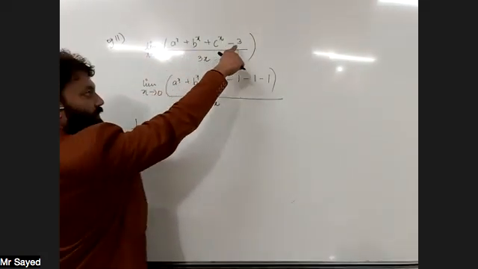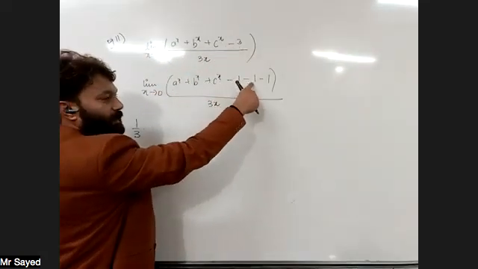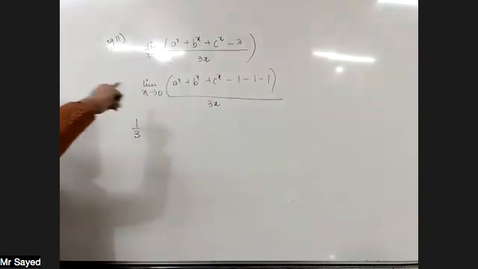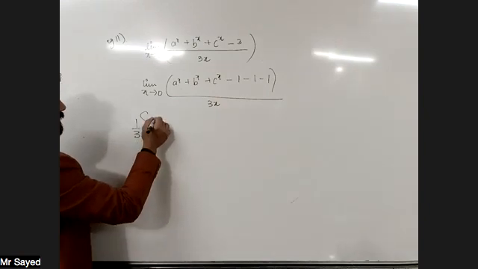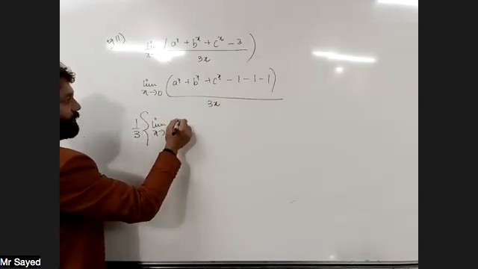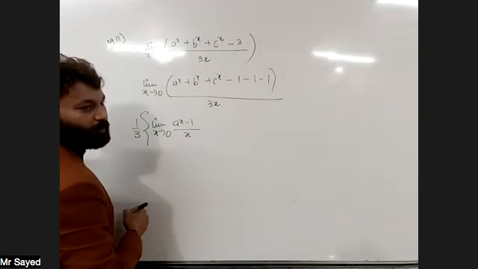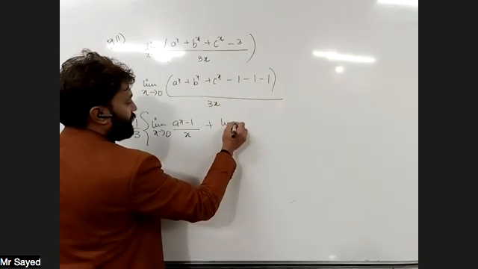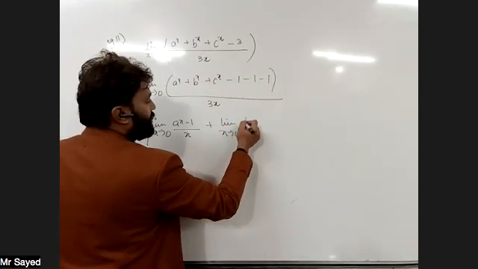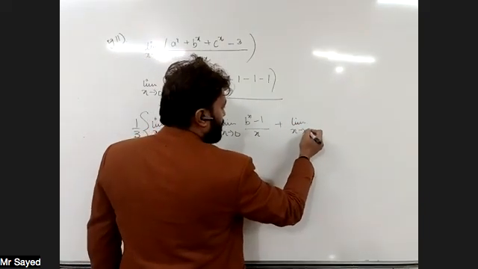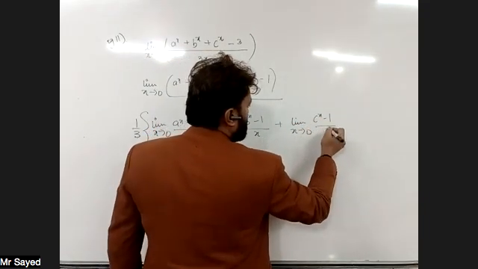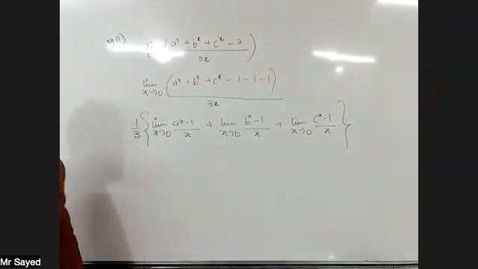So we have written this minus 3 as minus 1, minus 1, minus 1. That is all about distribution of the limit. 1 upon 3 outside, limit x tending to 0, a to the power x minus 1 upon x, plus limit x tending to 0, b to the power x minus 1 upon x, plus limit x tending to 0, c to the power x minus 1 upon x. Is it clear?